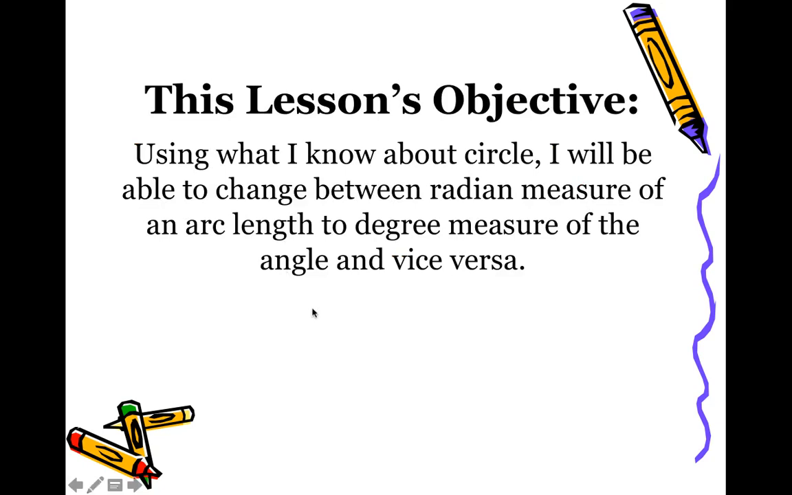So the objective of this lesson is to use what we know about circles. Using what we know about circles, you're going to be able to change between radian measure of an arc length. So maybe you know what some of that stuff is. This might take you back to the end of geometry last year. So radian measure of an arc length to degree measure of an angle and vice versa, right? This is what we're more familiar with at this point.